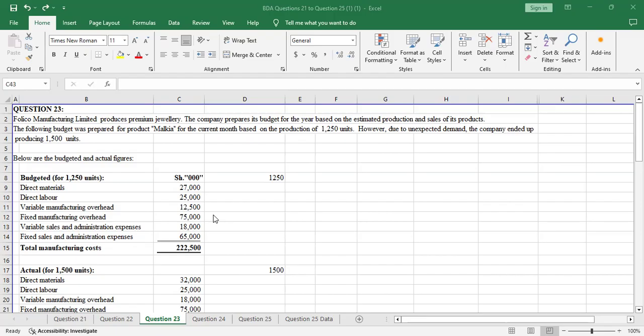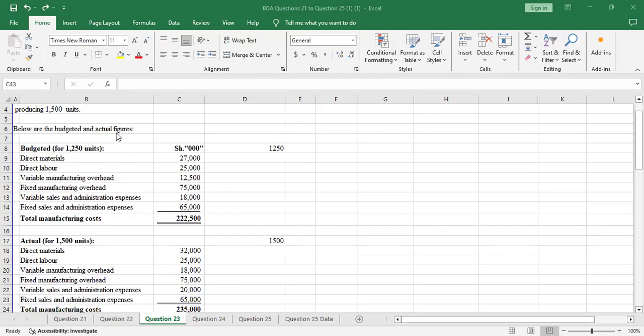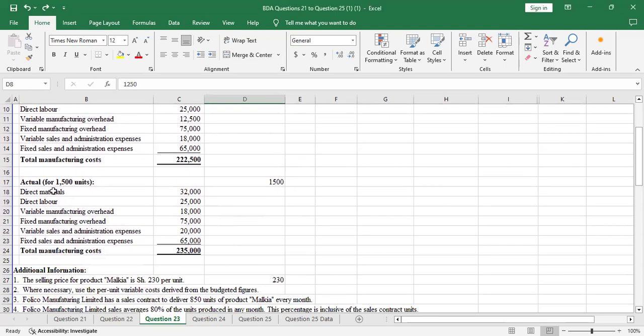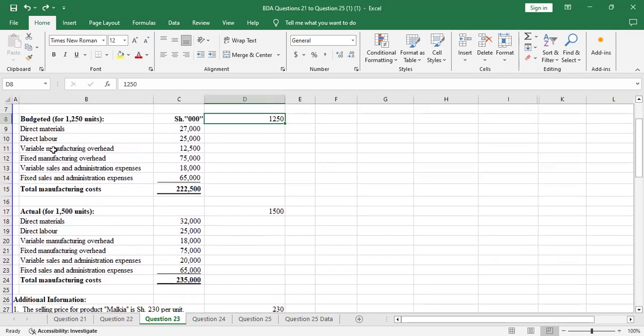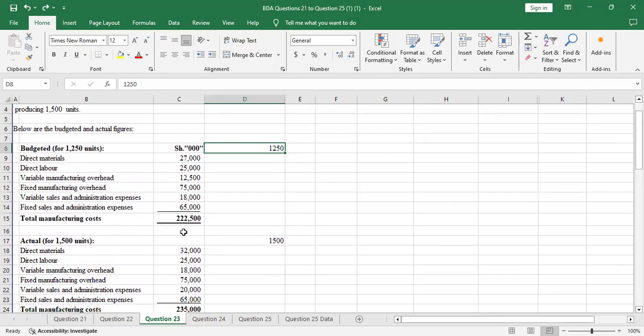1,250 units. However, due to unexpected demand, the company ended up producing 1,500 units. Below are the budgeted and actual figures. So we have budgeted figures 1,250. Then we have direct material, direct labor, variable manufacturing overhead, fixed manufacturing overhead, variable sales and administration expenses, fixed sales and administration expenses. So we have total manufacturing cost, which is the total of all this.